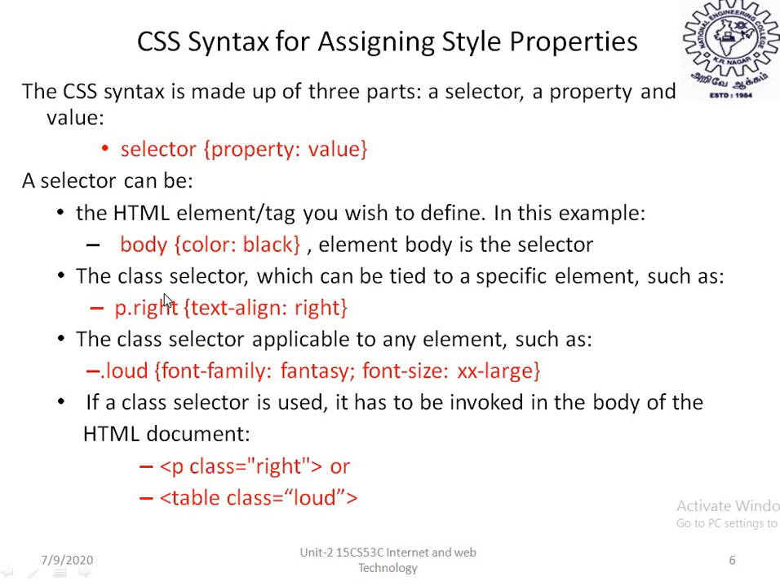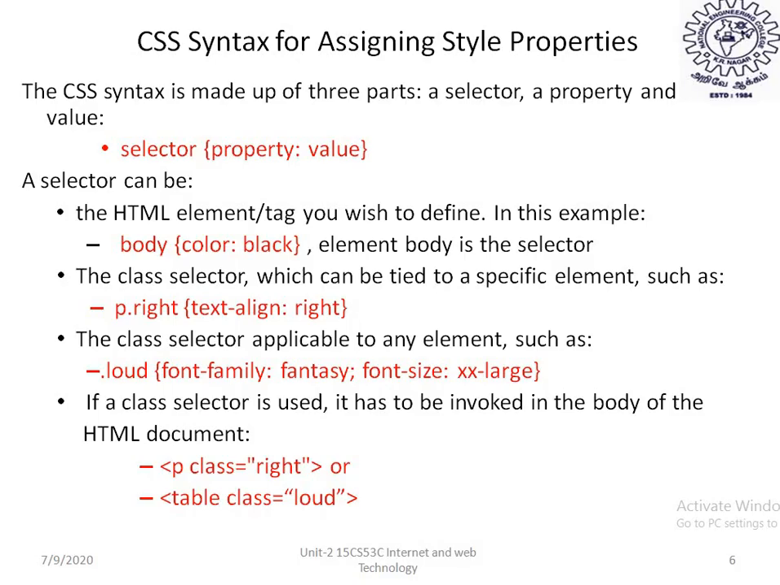The next one is the class selector. A class selector should be tied to a specific element. Why it is tied to a specific element: see here, p dot right, which means paragraph, and the class selector is right here. So it should be applied only to the paragraph tag with the class mentioned as right. So text align is displayed as right.